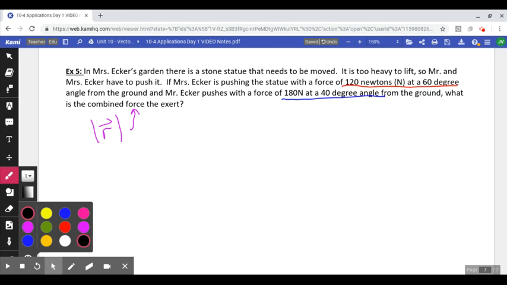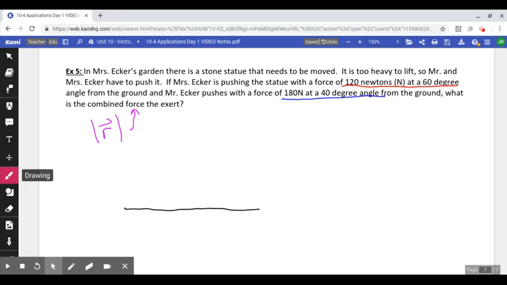So let's draw some ground here. We'll draw ourselves a little diagram, and let's go with Mrs. Ecker, and she's at 60 degrees on 120 newtons. So we'll do something that looks like this. So that'll be 60 degrees, there's your 60 degrees, and there's your 120 newtons. And then for Mr. Ecker, he's going to be at 40 degrees, so that's going to be here, and 180. So there's your 40 degrees, and there's 180 for your force.